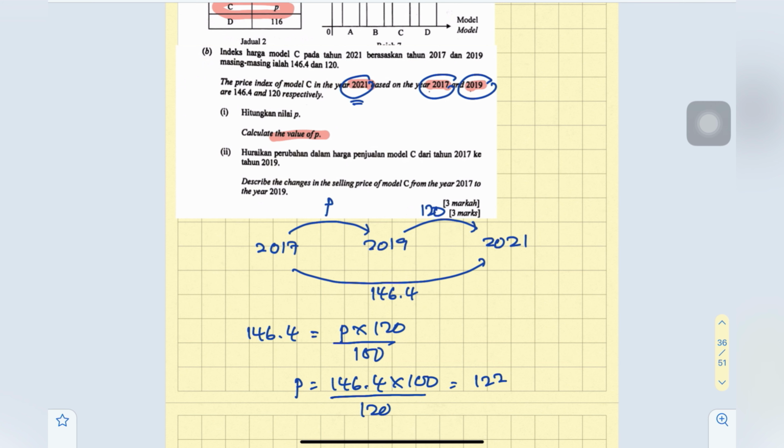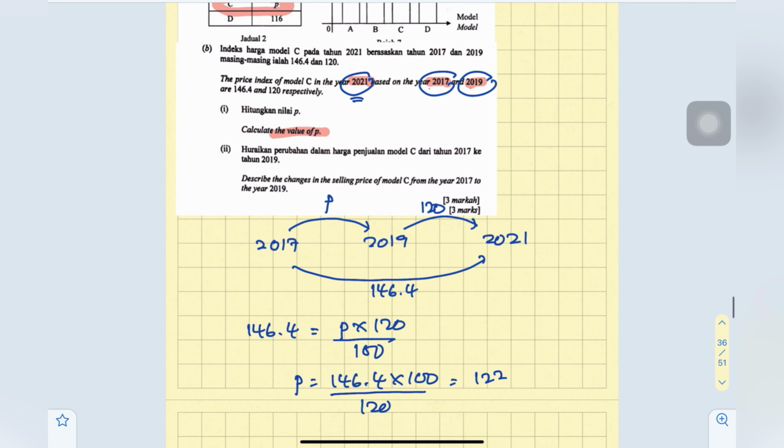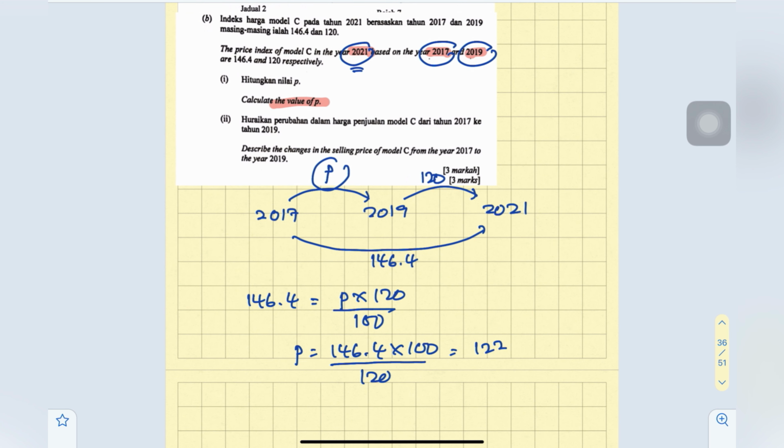Okay. So then dia kata describe B2. Describe the changes in the selling price of model C from 2017 to 2019. So ni lah P lah kan. Okay. Dia so describe. Okay. So sekarang kita tahu base kita untuk index number ni is 100. Kita ada sekarang 122. So increase lah. Okay. Increase tapi kena sebut berapa persen. Kat sini 22%.